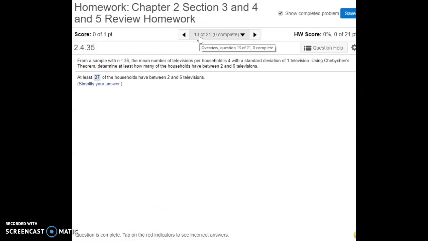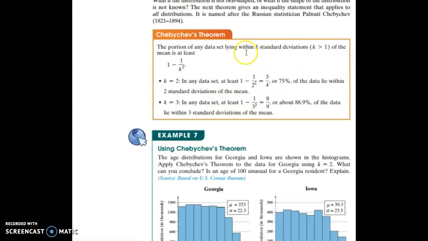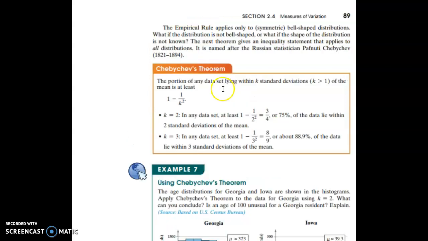Number 13, we're going to be using Chebyshev's theorem. We need to know the number in the sample, and we need to know the mean and the standard deviation. I'll talk through using the theorem, but the point of it is it's very similar to the empirical rule, where we're trying to find out how much of the data lies between certain values, but the empirical rule only can be used if we have symmetric bell-shaped distributions. And a lot of times when you're gathering samples, you do not know what the shape of the distribution is, but we can use this theorem for any distribution no matter what. And so let's go ahead and use it here for our problem.